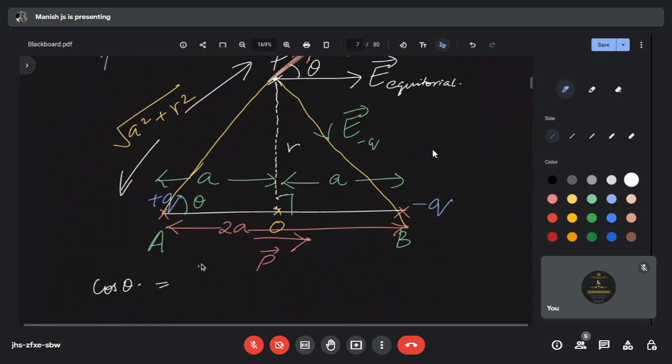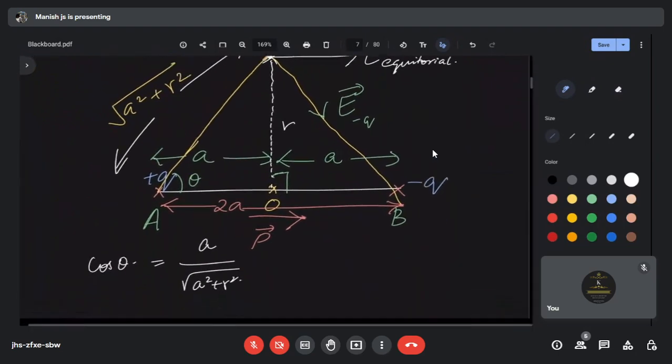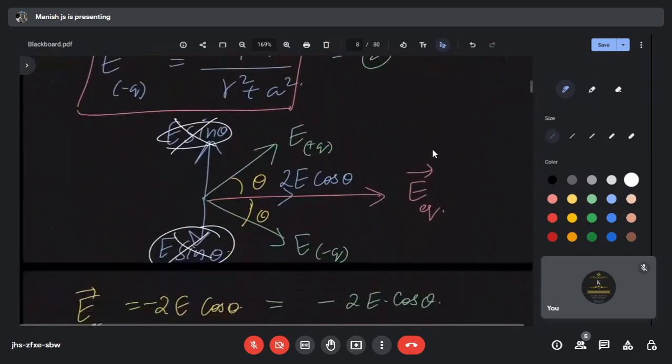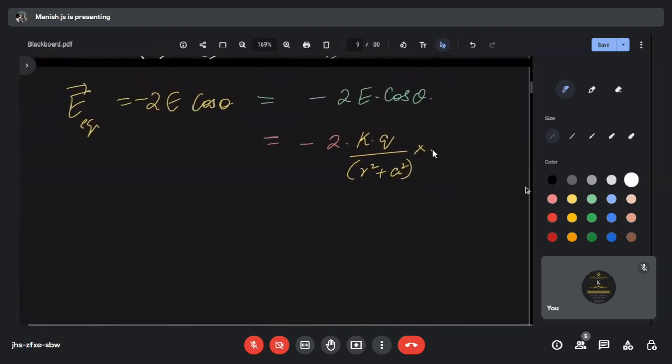So we will write this as: the adjacent side is a, the length is a, so it is a upon under root of a square plus r square, that is r square plus a square. That is the value of cos theta. We are going to substitute that there. So we substitute the value of cos theta as a divided by under root of r square plus a square. Alright? So now we will simplify it.